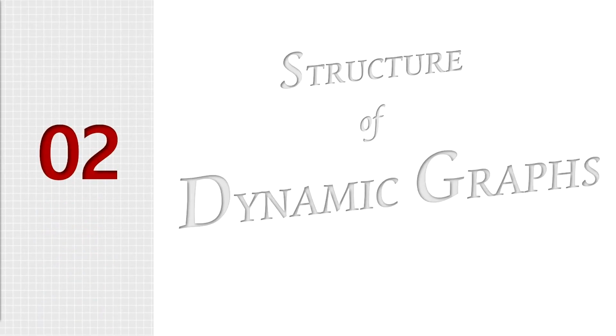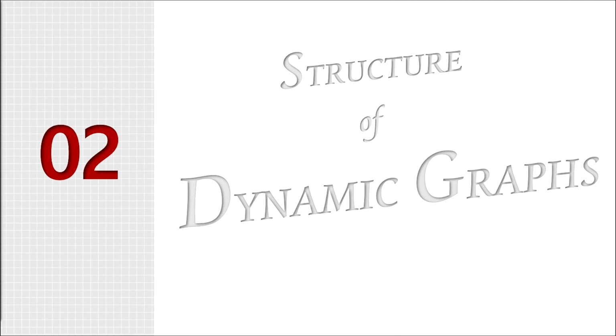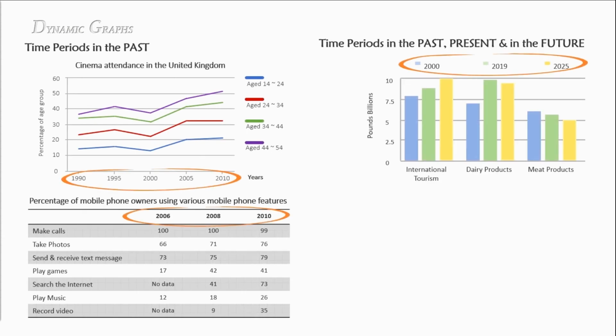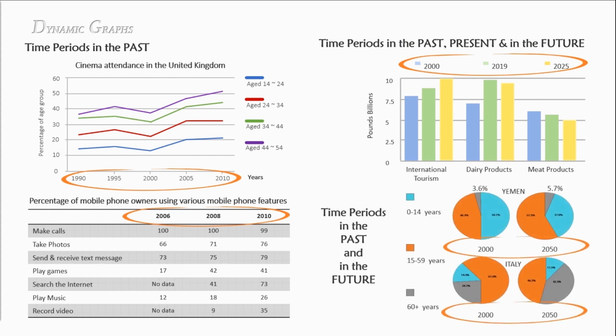Well, this brings us to the next part of the lesson, which is describing dynamic graphs. As I said earlier, dynamic graphs are graphs that show data over time. Dynamic graphs have various types. We have graphs having time periods in the past, graphs with past, present, and future in one graph, and the last is the combination of both past and future.